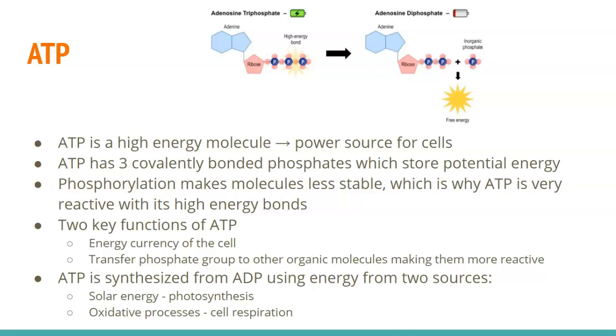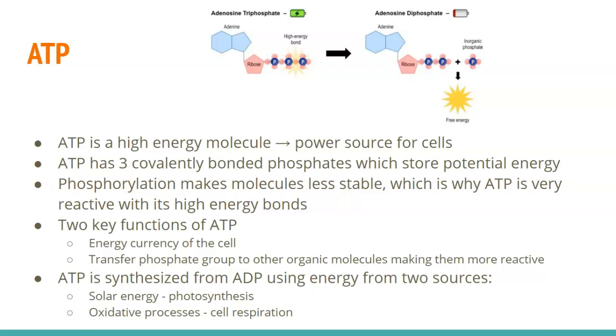It has 3 bonded phosphates. In those bonds is where potential energy is stored. And then phosphorylation, which is just a really fancy word to say that a phosphate has been added to an organic compound. So when you add a phosphate onto ADP, adenosine diphosphate, when there are only 2 phosphates, and you add that 3rd phosphate to make ATP, you actually make it much less stable. By making it less stable, it means it's really reactive, and those high energy bonds want to break and release that energy.